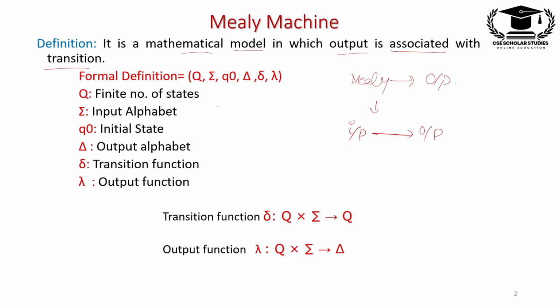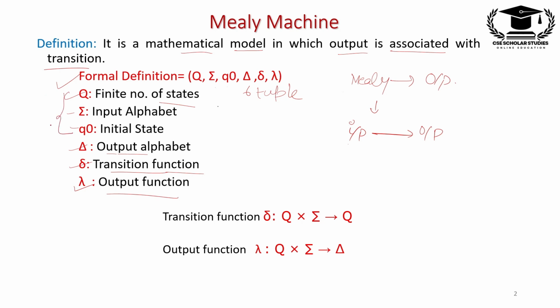So what is the formal definition of the Mealy machine? Mealy machine has six tuples: capital Q, sigma, Q naught, capital delta, small delta, lambda. So what is Q? It is a finite number of states. Sigma is the already known input alphabet. Q naught is the initial state, and capital delta is the output alphabet, meaning the outputs given are represented by this delta. Small delta is the transition function, and lambda is the output function.